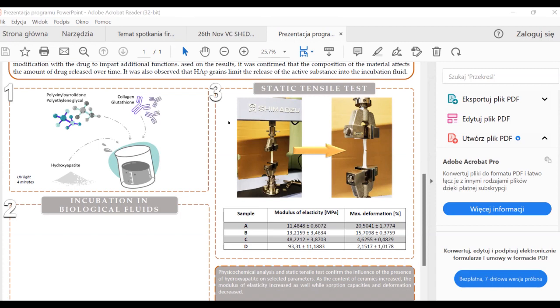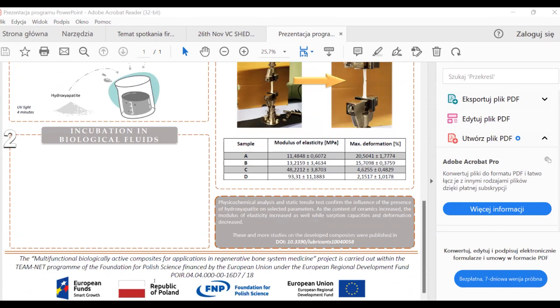The aim of the presented research was to create ceramic-polymer coatings demonstrating bioactive properties for potential use in bone tissue regeneration. For this purpose, we used hydroxyapatite, known for its osteoinductive properties, and a polymer phase. The system was modified by the addition of glutathione, and we tested mechanical as well as chemical properties. Incubation was carried out in fluids such as PBS or SBF. The pH value was measured and sorption capacity was determined to identify potential use as a drug carrier. This research was financed by the Foundation for Polish Science, and the grant numbers are below the poster.